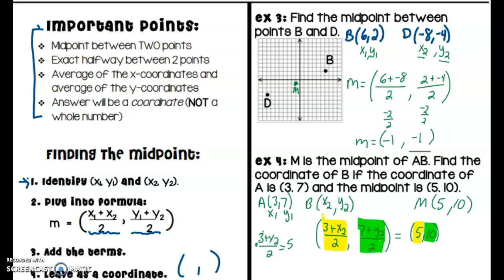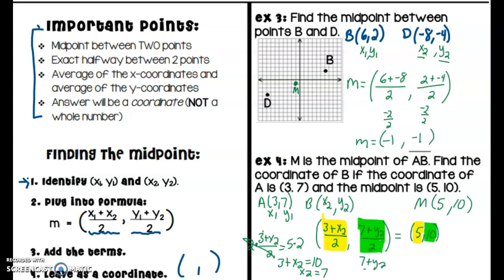So we're going to times by 2 on both sides. Sorry, I'm running out of room. That gets you 3 plus x2 equals 10. And then you're going to subtract the 3, and so x2 equals 7. Then you do the same thing over here, this green part.